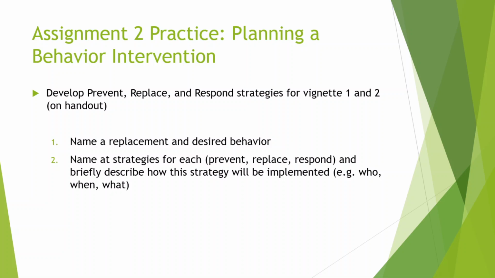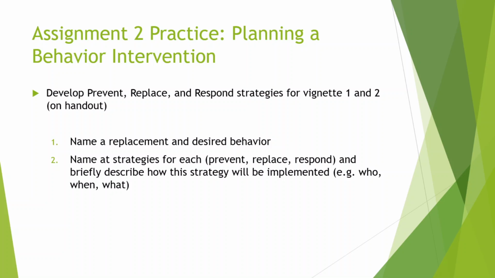What I would like you to do on your handout is practice developing your own prevent, replace, and respond strategies for Vignette 1 and Vignette 2. Vignette 1 is Joe, and even though I went over several examples, there are still a lot of different strategies you can use to prevent, replace, and respond to his behaviors. So maybe consider some additional ways that you can do that along with the examples I provided. And for Kyle, you can come up with your own strategies, and you're welcome to come to my office hours to review it if you want me to look at your practice handout.